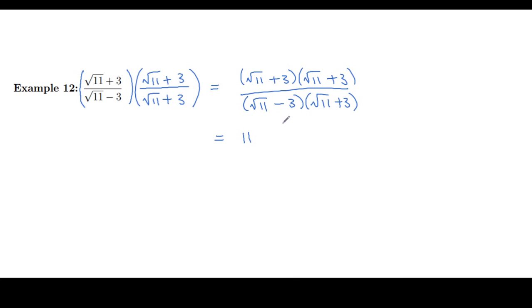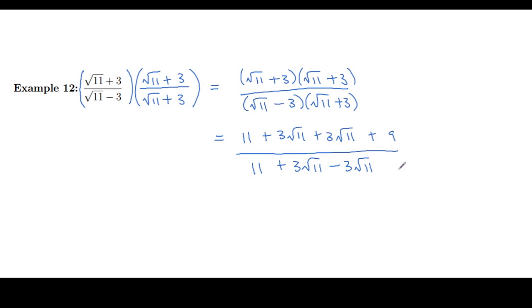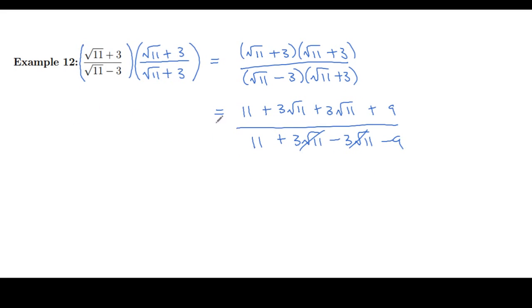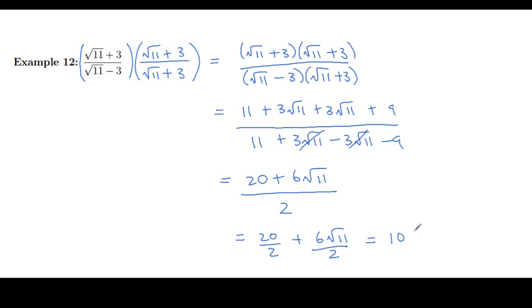Okay, so root 11 times root 11 is 11, and then we'll have plus 3 root 11, plus 3 root 11, and then plus 9, divided by root 11 times root 11 is 11, and then there's not going to be any middle terms, but we can show that real quick. 3 root 11, and then minus 3 root 11, and then minus 9, so these middle terms cancel, and we just have to simplify a little bit here. So 11 plus 9 is 20, and then these two combined is 6 root 11. And then the denominator 11 minus 9 is 2. And that actually simplifies a little bit because I could divide these separately because they are divisible by 2. So this would actually be 10 plus 3 root 11. And that is the answer.